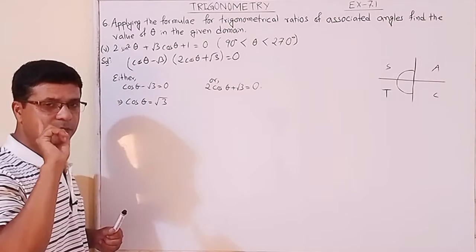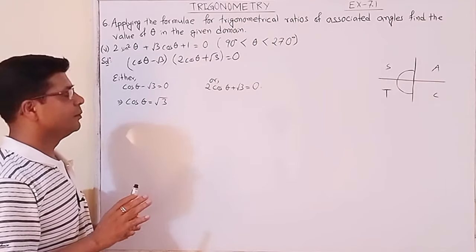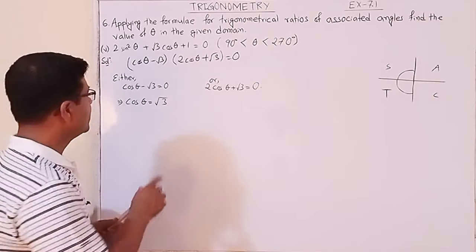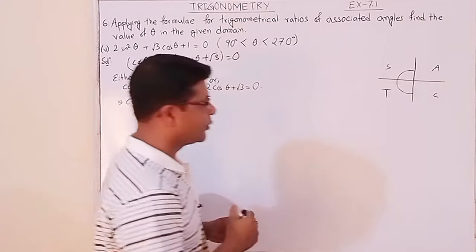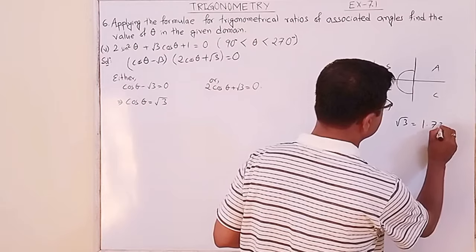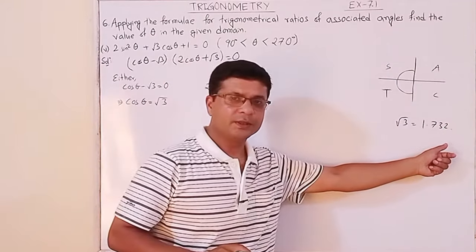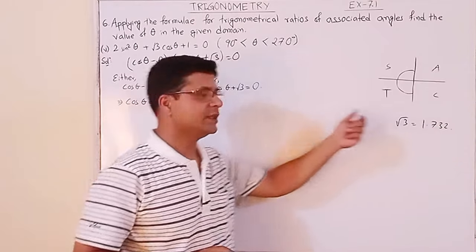Maximum value of cos is 1. Okay, you can see the table or the chart. Maximum value of cos is 1, but here it is root 3. Do you know the approximate value of root 3? The approximate value of root 3 is 1.732. This is more than 1, so this situation cannot arise.